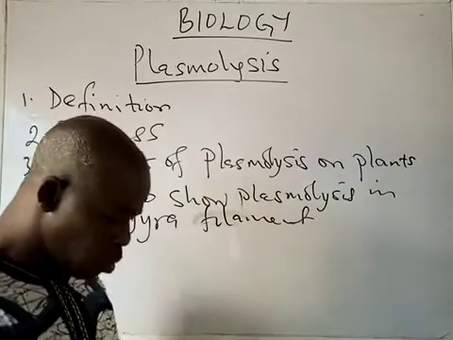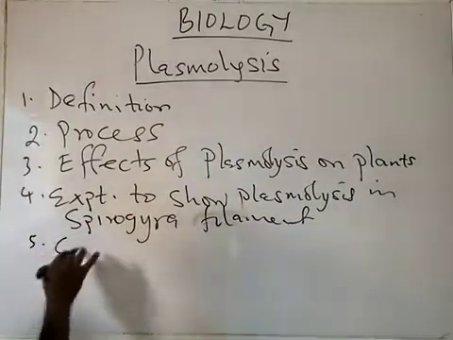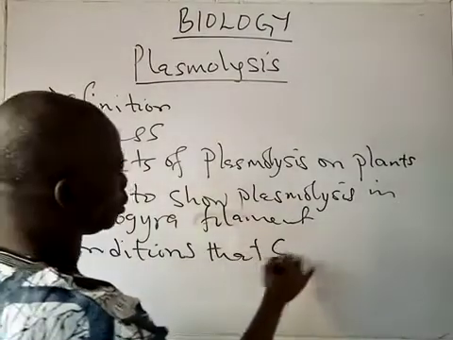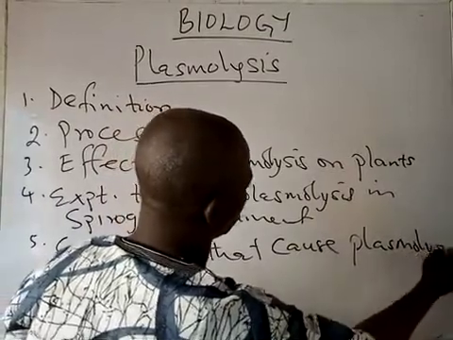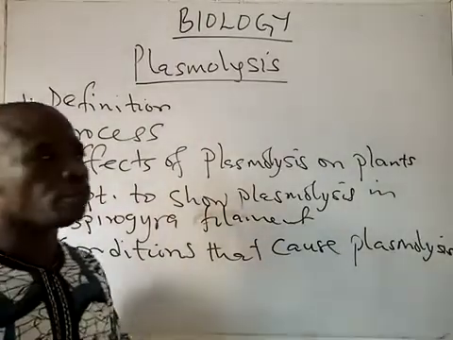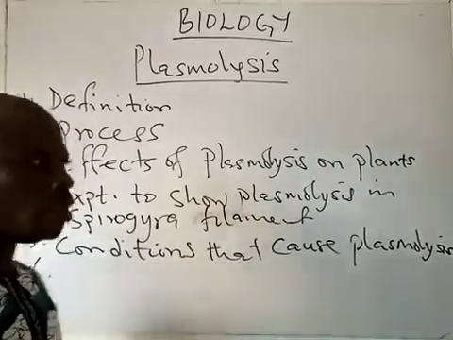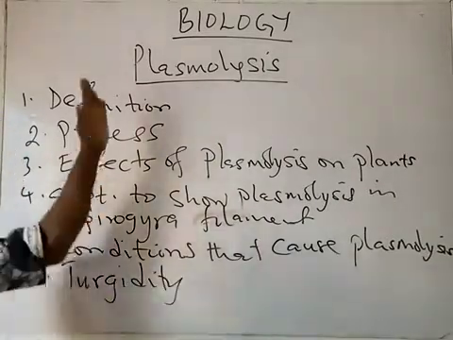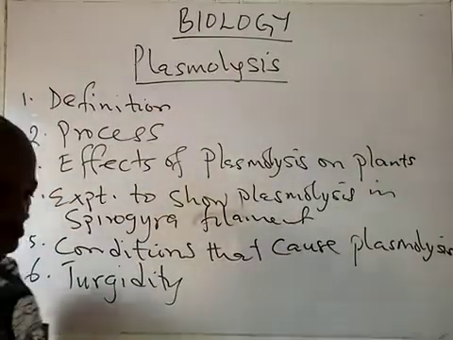Then we'll look at conditions that cause plasmolysis, and finally we'll quickly look at the opposite of plasmolysis, the reverse of plasmolysis in plants, which is turgidity. So we're going to look at these few subtitles under the broad topic plasmolysis.